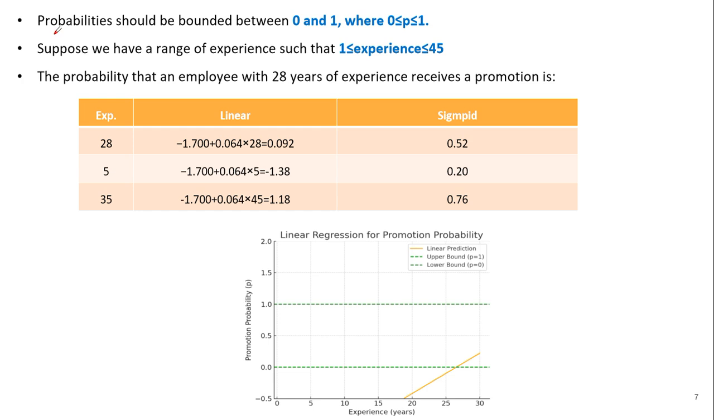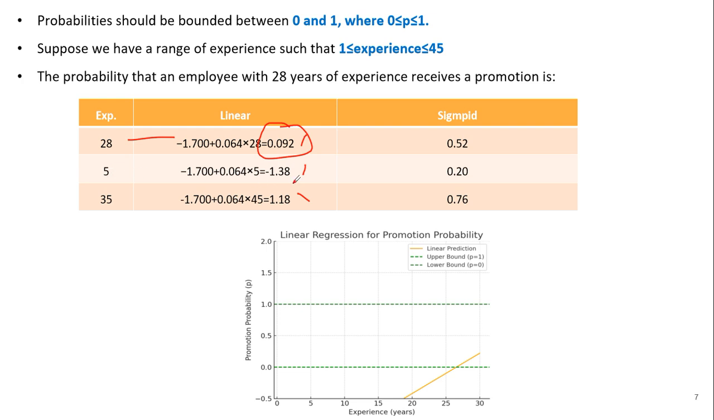So probability should be bounded between 0 and 1 for logistic regression. Suppose we have a range of experience from 1 to 45. Then if we take the linear model directly for this problem, we can see that some values are between 0 and 1, some values are below 0, and some values are above 1. So for 28 we are getting the value 0.092, which is okay because it is between 0 and 1.